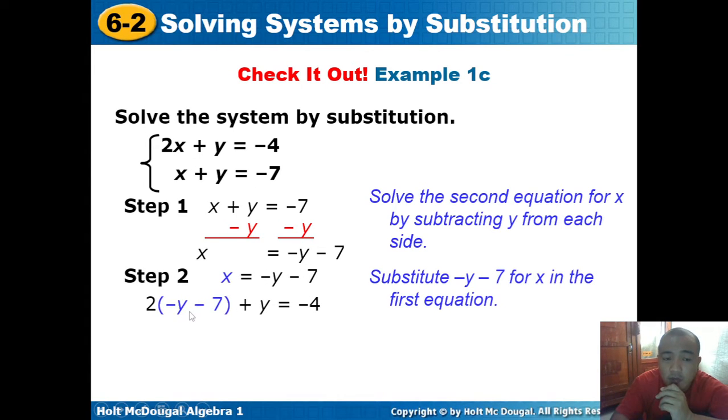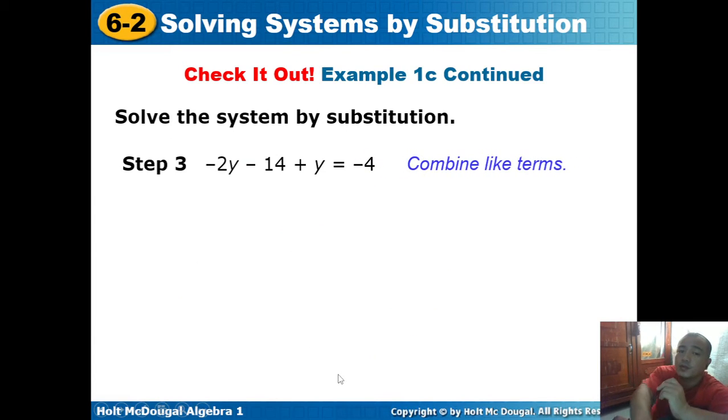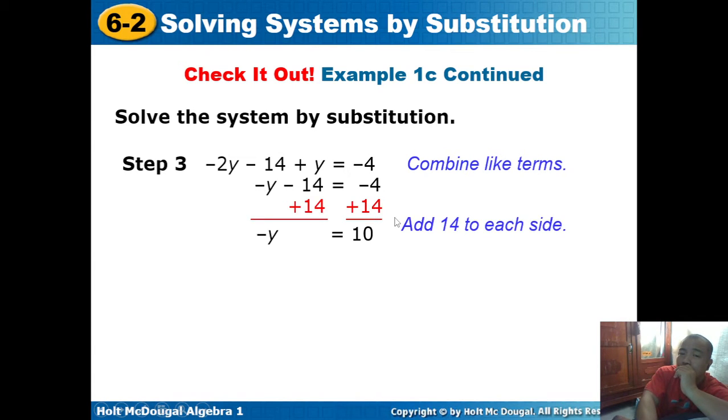Here, 2 times negative y minus 7 plus y. Negative 2y minus 14 plus y equals negative 4. That means negative y minus 14 equals negative 4, combining like terms: negative 2y plus y is negative y. Add 14 to each side. Negative 4 plus 14 is positive 10. Divide both sides by negative 1. y equals negative 10.